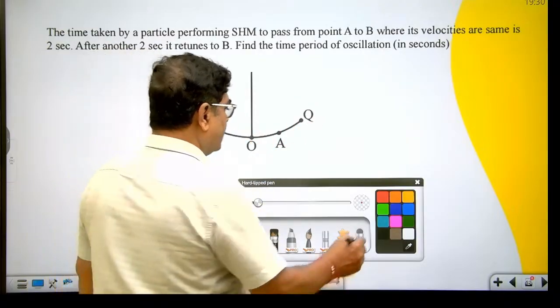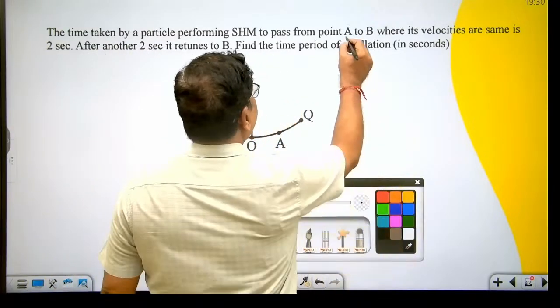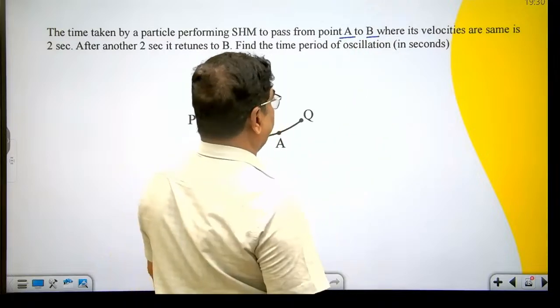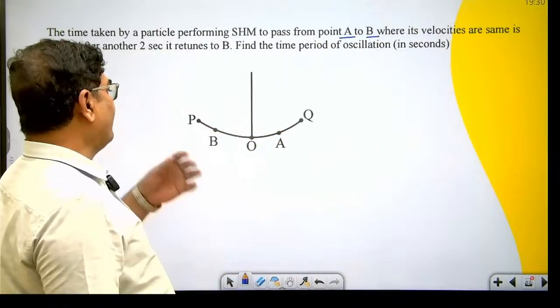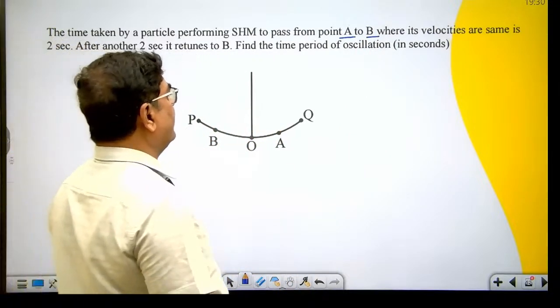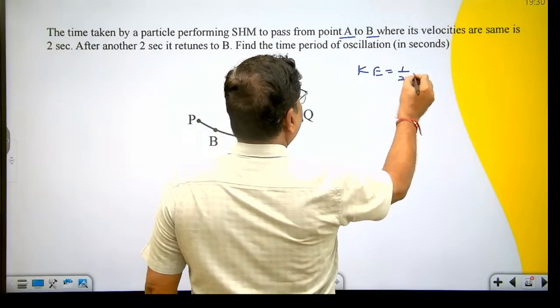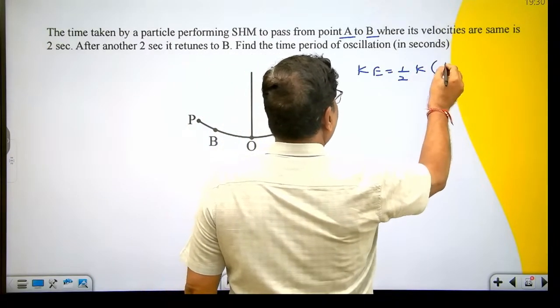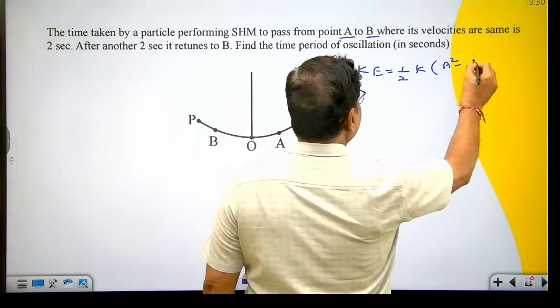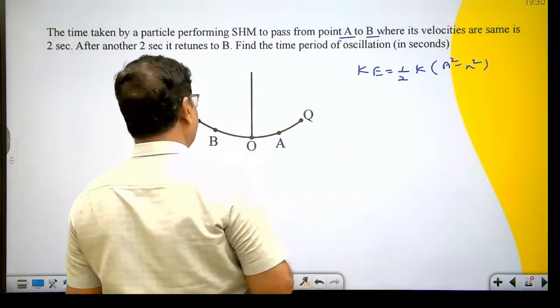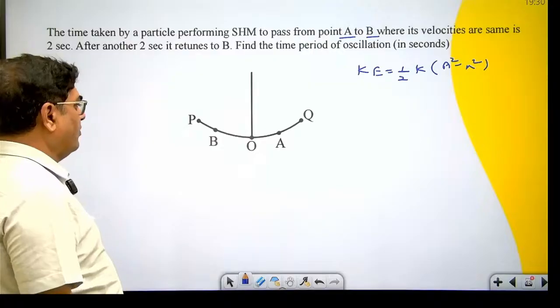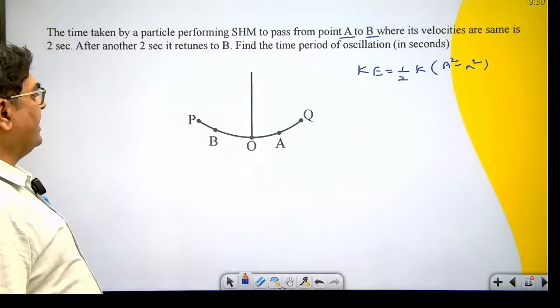Okay, so dear student, since the kinetic energy at point A and point B is the same, it means its position from the mean position is also the same. Because what is kinetic energy? Kinetic energy of the particle is written as half k, where k is the SHM constant, a is the amplitude, into a square minus x square. So x is the same, which means its distance from O, the mean position, is the same at B and A.